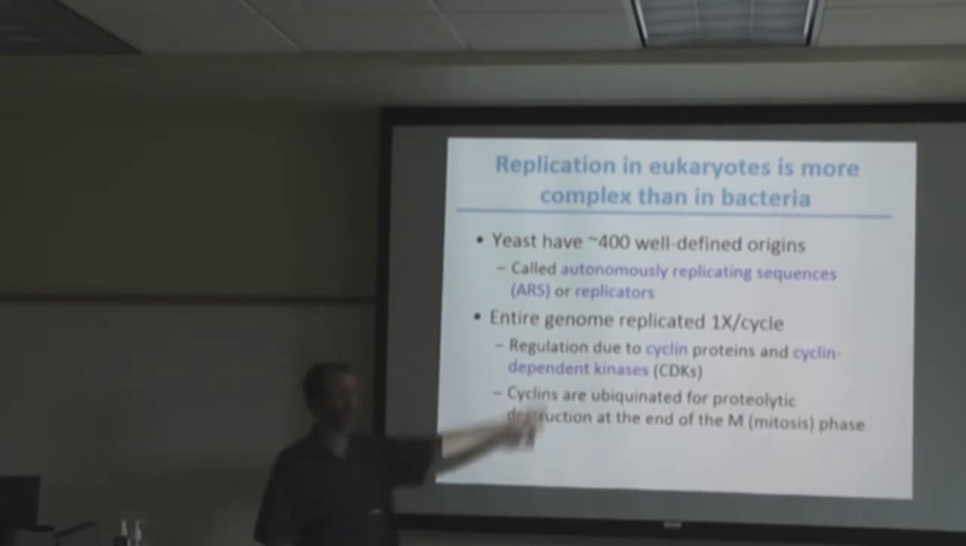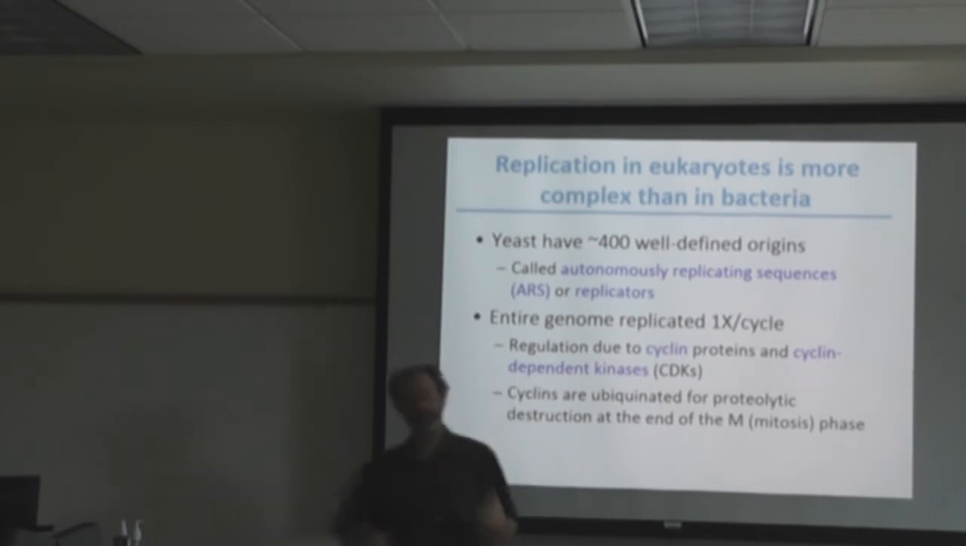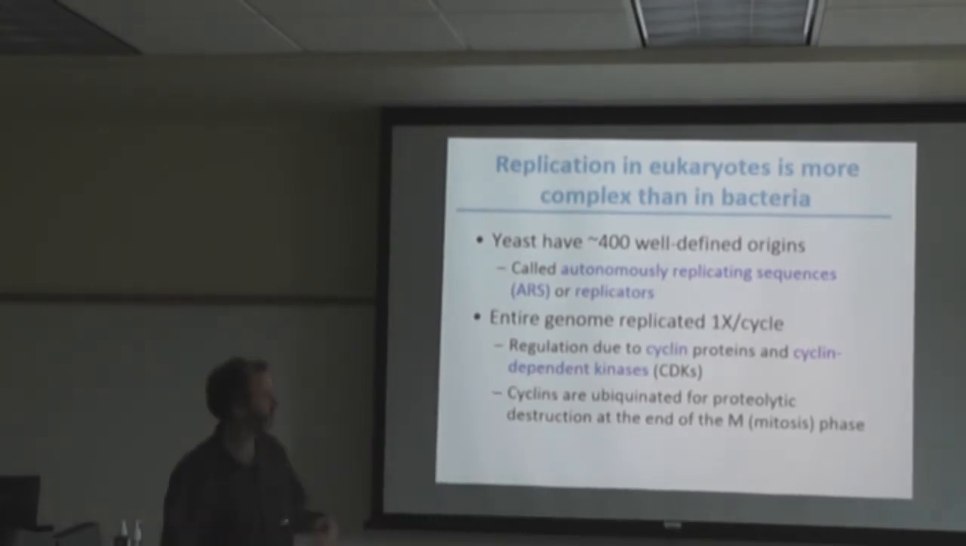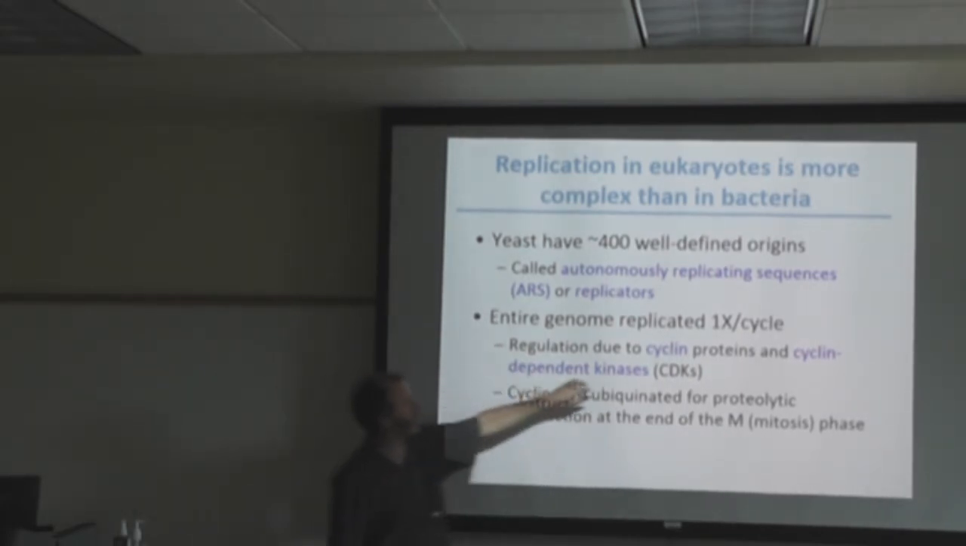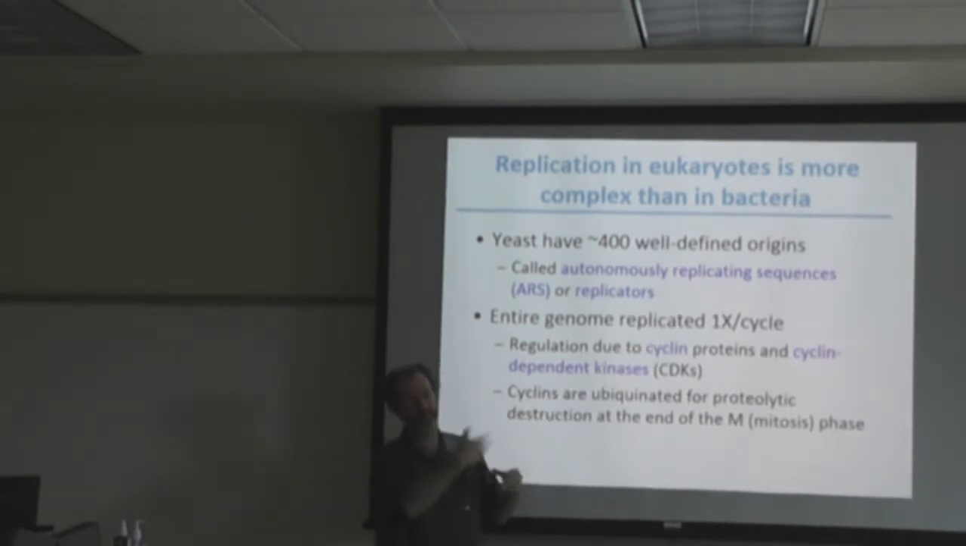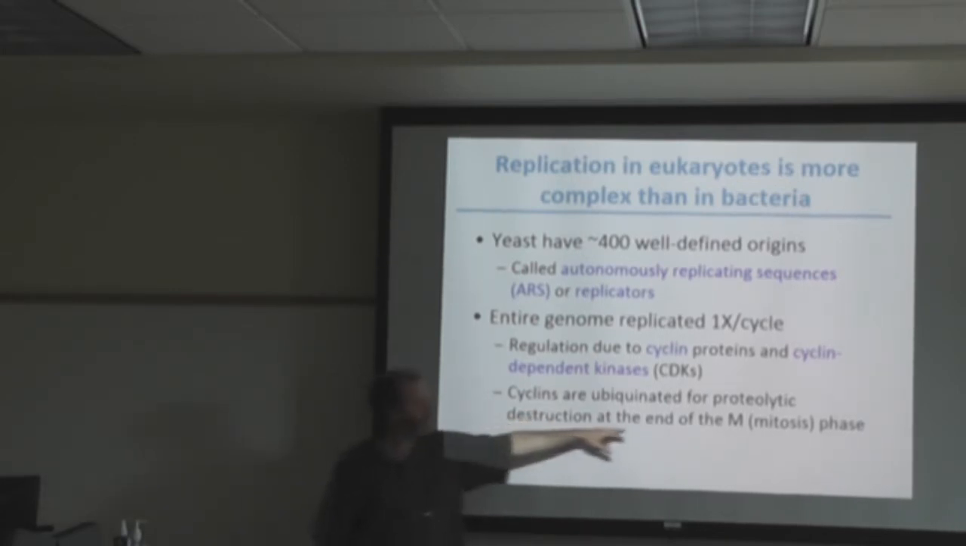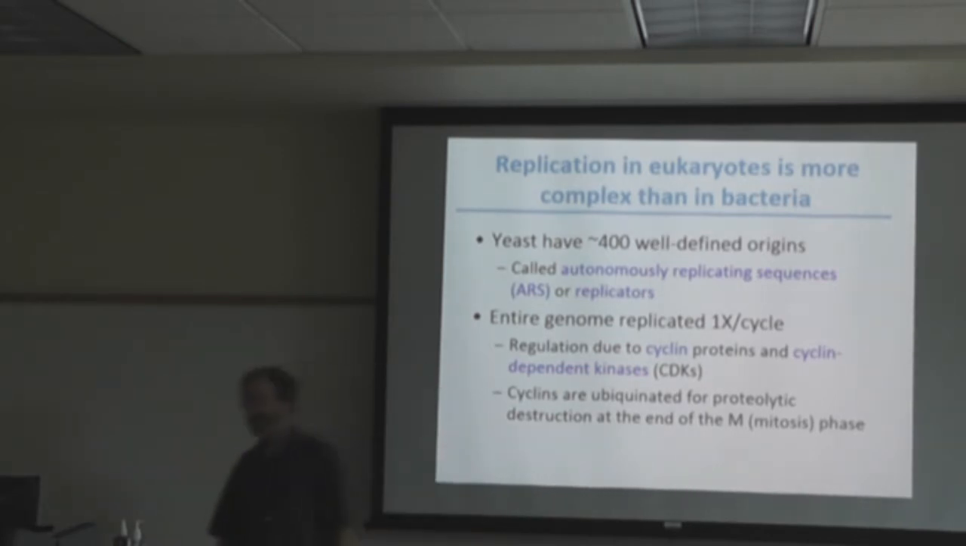Have you guys ever heard of CDKs? There are often mutations in these that can cause cancer, because the cyclin-dependent kinases regulate cyclins. Cyclins regulate the cell cycle, basically, in replication. Cyclins are ubiquitinated for proteolytic destruction at the end of mitosis. And have we talked about ubiquitin? I think that's later on, right?